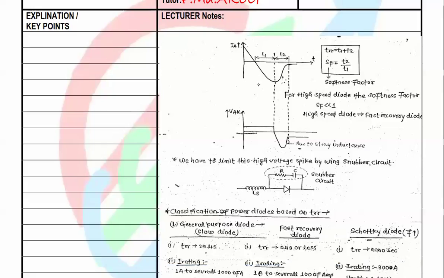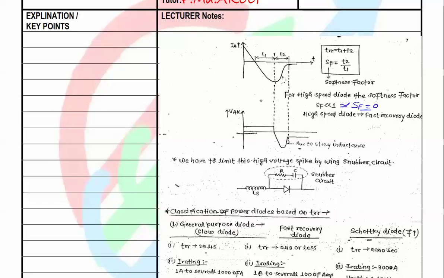So here we have the T1 and T2 time periods, and the softness factor is nothing but T2 by T1 here. For the high speed diodes, the softness factor is almost less than 0. That means ideally speaking, SF is 0 softness factor. For high speed diodes, softness factor is more. So we have to limit the high voltage spike by using the snubber circuit.